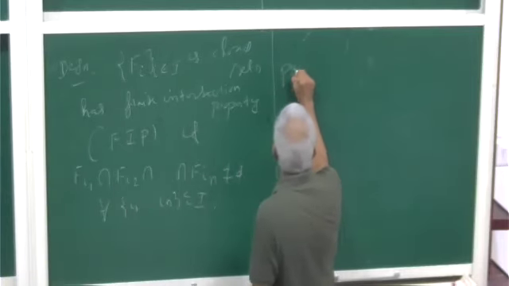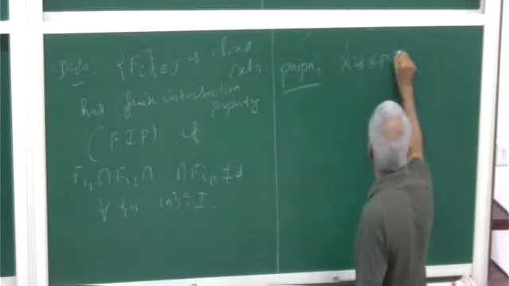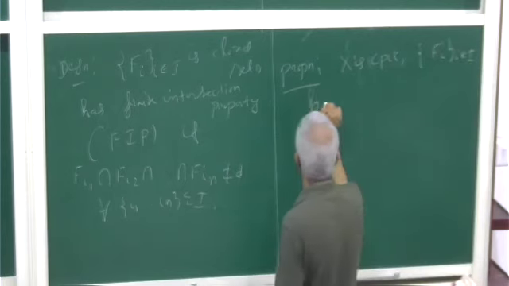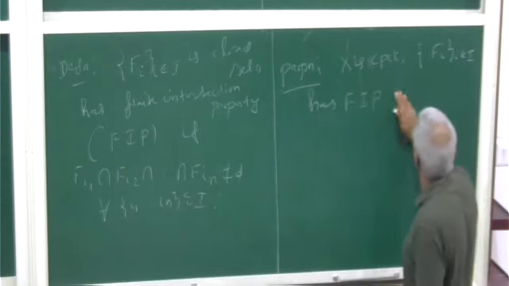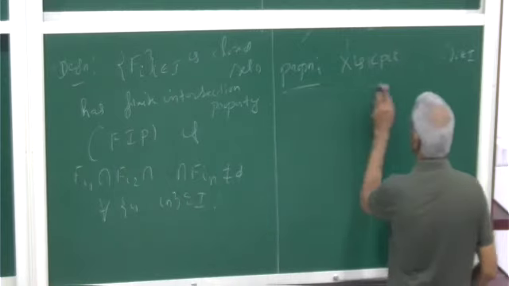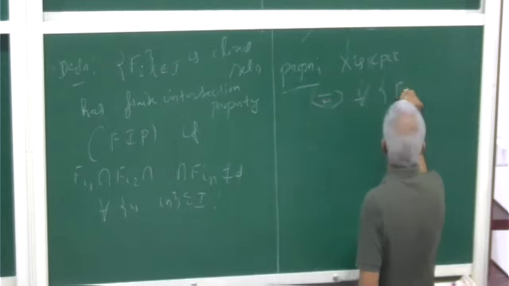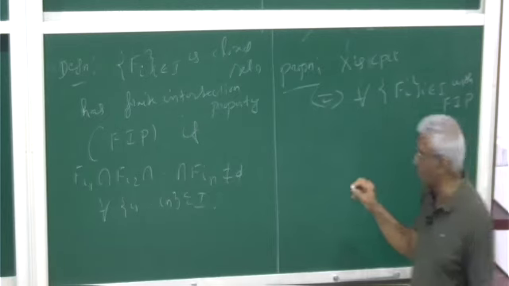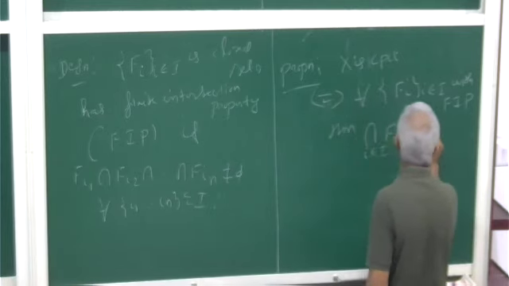Then the proposition, whose proof is immediate: X is compact is equivalent to saying that for all collections F_i, i in I, of closed sets with the finite intersection property, the intersection of F_i over i in I is also not equal to empty.